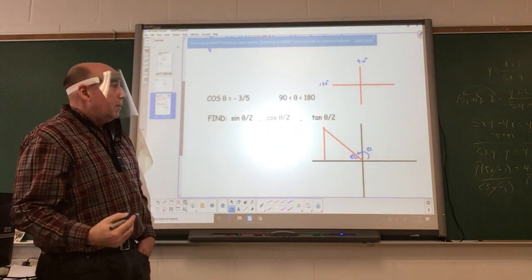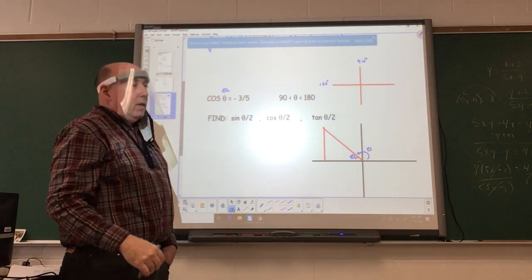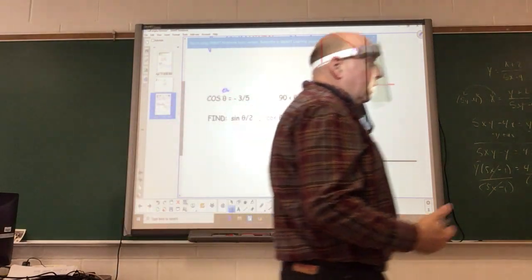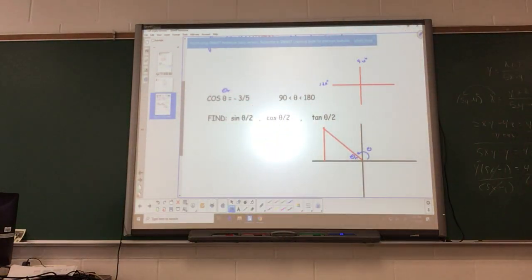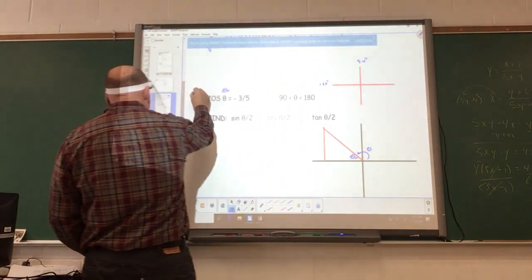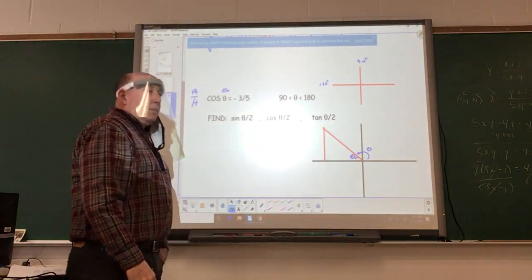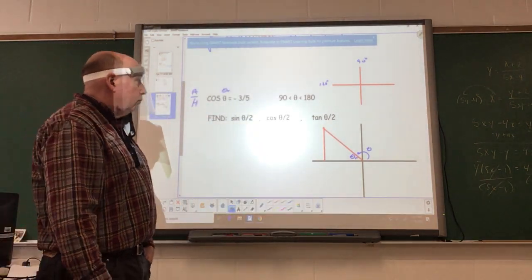And as we've talked about time and time again, the cosine of the angle theta is equal to the cosine of angle theta reference. So within that triangle, I want to make the cosine -3/5. So put your values in there. What goes where? The cosine of that angle is -3/5. Cosine is defined as adjacent over hypotenuse. Use your good old buddy Pythagoras to find the third side.